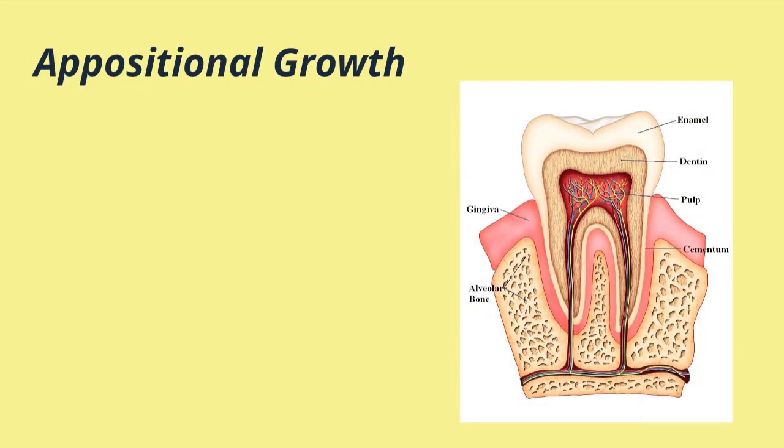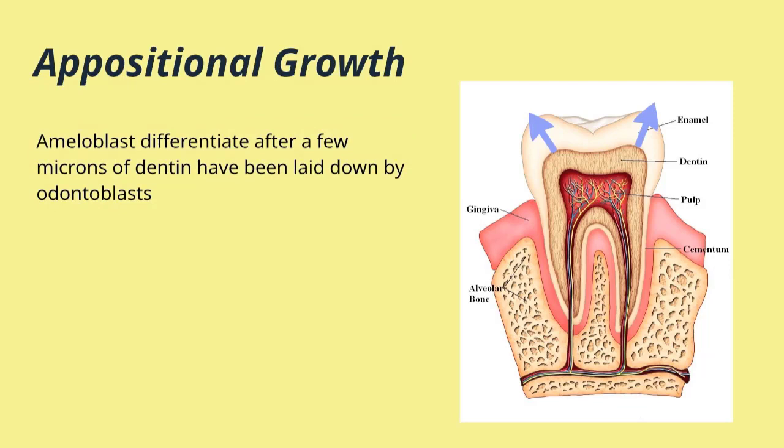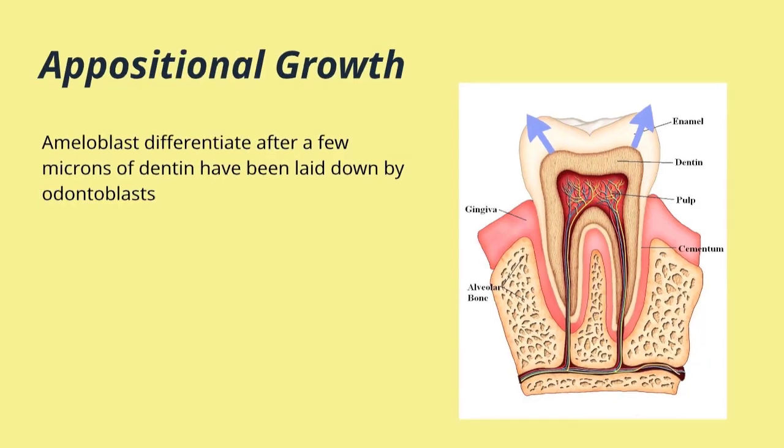As mentioned previously, enamel also participates in appositional growth. The ameloblast begins secreting partially mineralized enamel directly adjacent to the dentin, and additional layers are deposited more coronally, creating a thicker layer of the crown. Ameloblasts differentiate after a few microns of dentin have been laid down by the odontoblasts. The partially mineralized enamel matures and becomes less porous over time as the mineral content also increases.